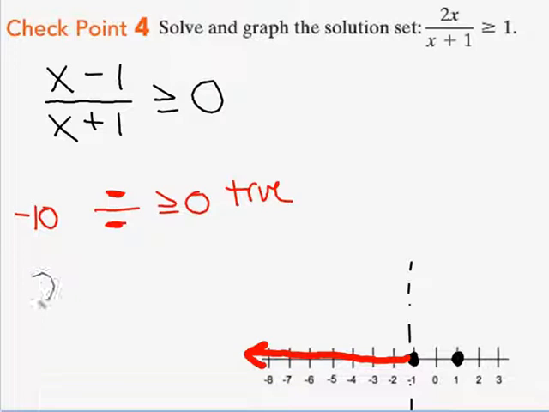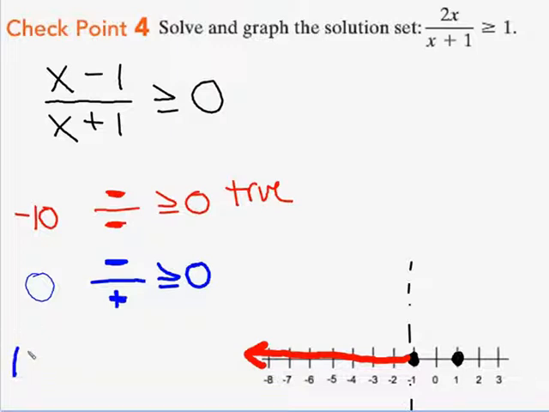Okay, next interval has 0 right in the middle. That's a good one to test. If we test 0, plug in a 0. 0 minus 1 is a negative numerator. 0 plus 1 is a positive denominator. Negative divided by positive is a negative number. Is a negative number greater than or equal to 0? No, that's false. So we will not color in the interval from negative 1 to 1.